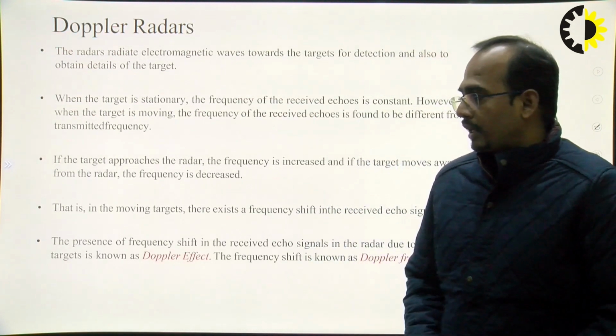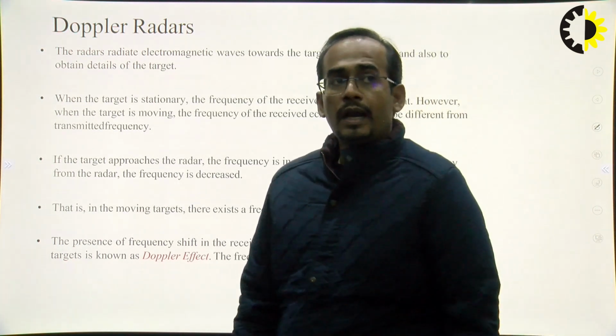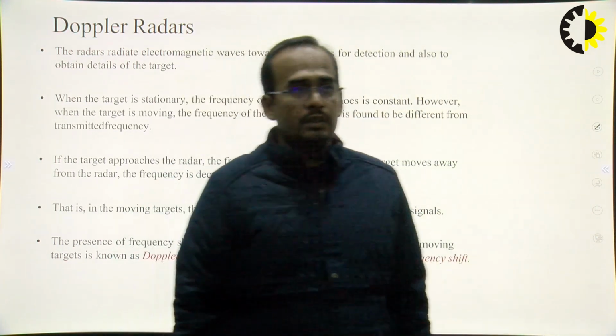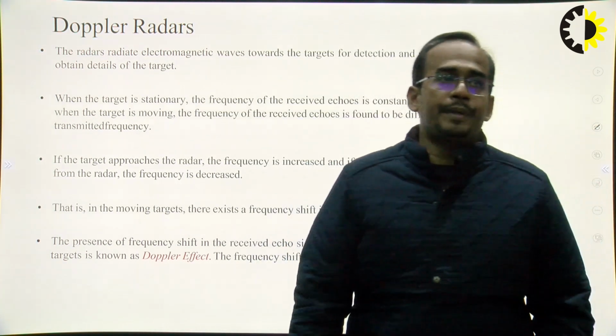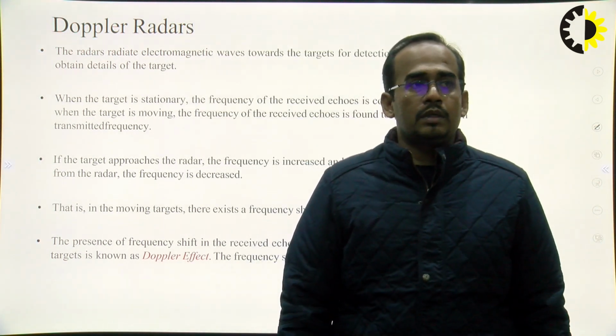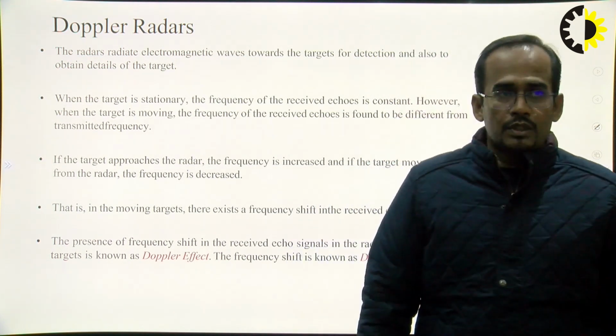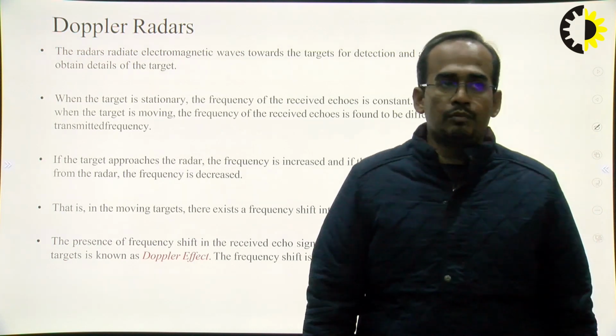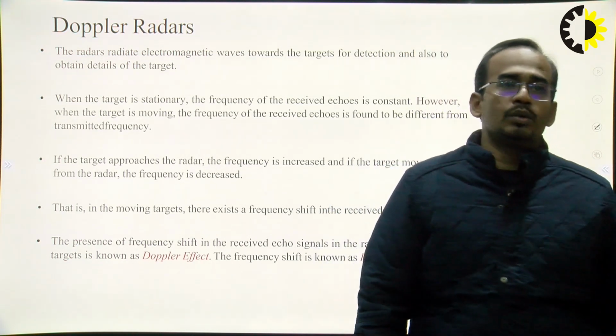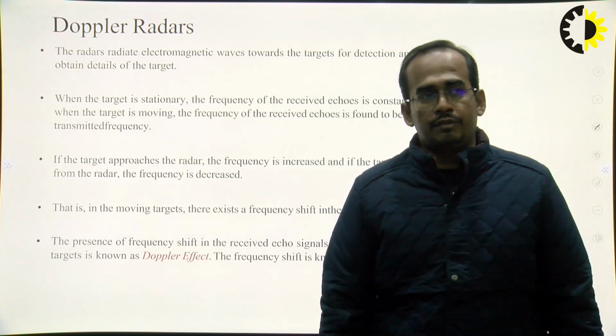Now coming to the Doppler radars. The radar radiates electromagnetic waves towards the targets for detection and also to obtain details of the target. When the target is stationary, the frequency of the received echoes is constant. However, when the target is moving, the frequency of the received echoes is found to be different from the transmitted frequency.